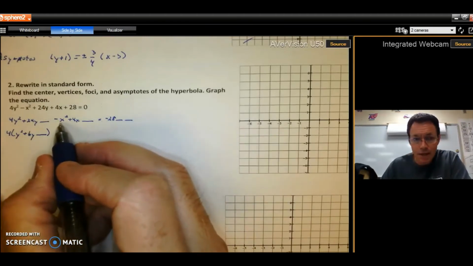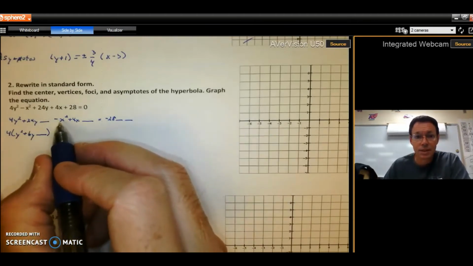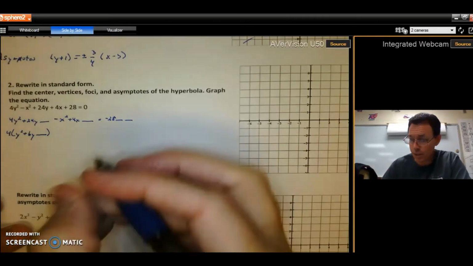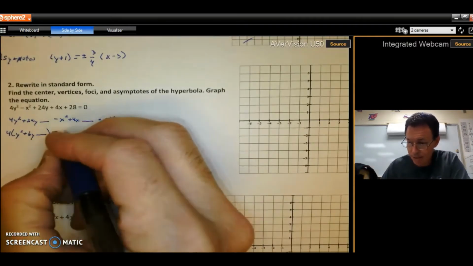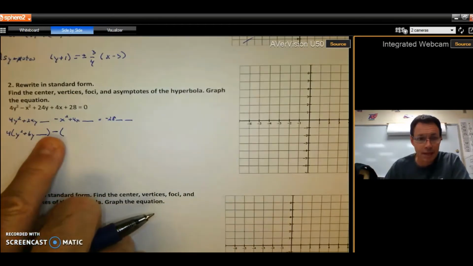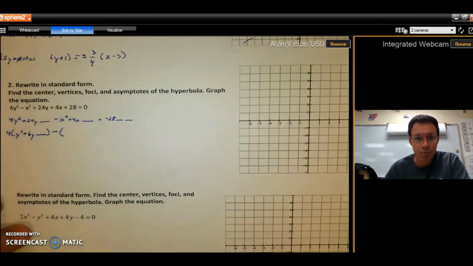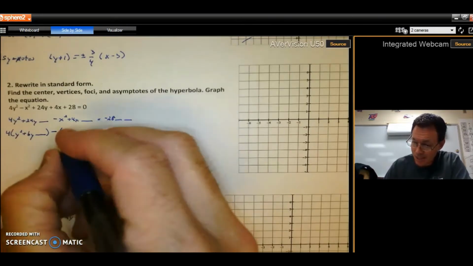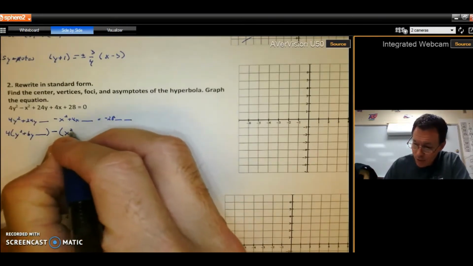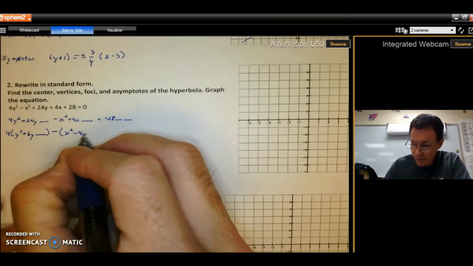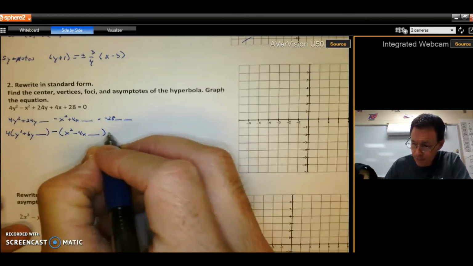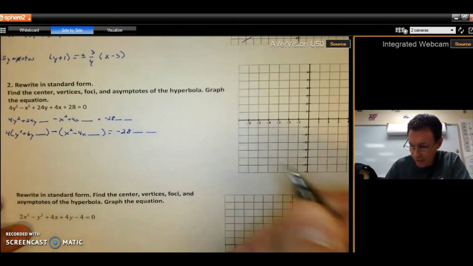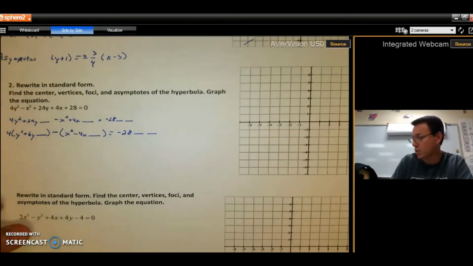Now, that x squared is not by itself. It has a negative 1 in front of it. So we're going to factor out a negative 1. So minus, and that's going to be the minus sign of the hyperbola. Now, we're factoring it from both of these. Don't make this mistake. This is going to be x squared, and now this is minus 4x. Equals, and then we still got the negative 28. We've got a blank, we've got a blank. All right, so now we're going to complete the square.